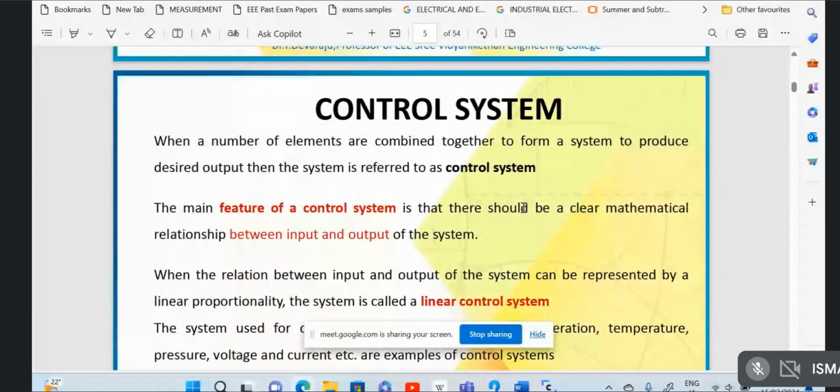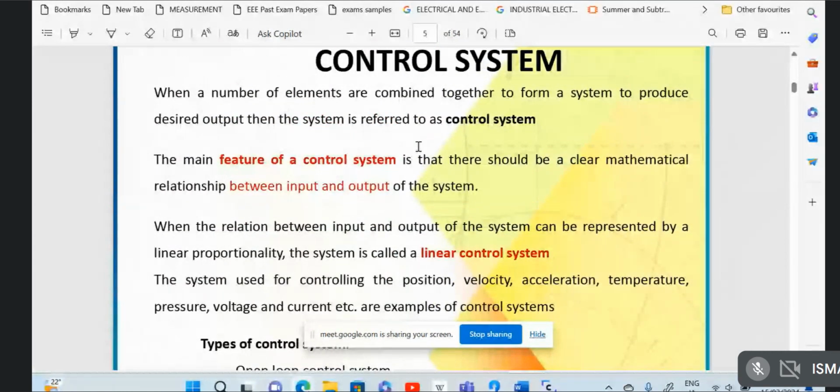So control system is when a number of elements are combined together to form a system which produces a desired output, then the system is referred to as control. It doesn't matter whether the system has parts that move, but if there is something that can have inputs and the outputs are desirable, it means that these units are working together and they are controllable.